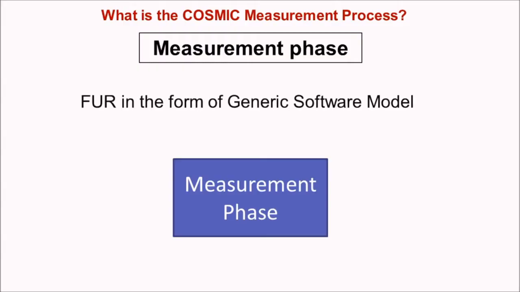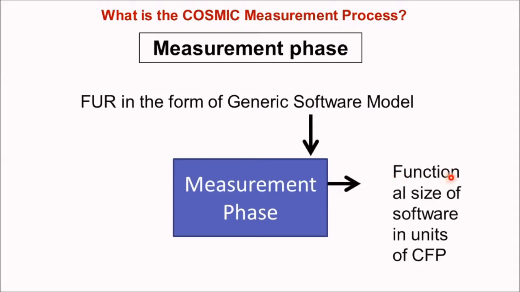The next phase is the simple one where we harvest whatever has been identified earlier. These harvested things will be put together and be called the size of the software. So when we look at the semantic of this measurement phase, it looks like this. The FUR in the form of the generic software model is taken as input. And what is output is the functional size of the software in the units called COSMIC function points.